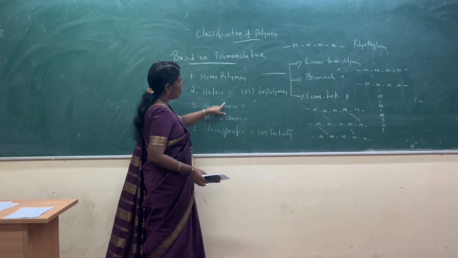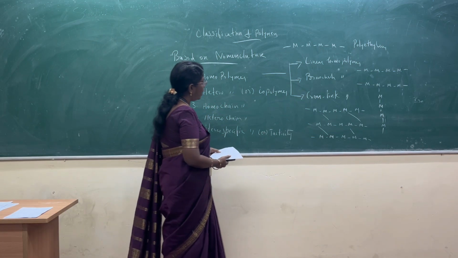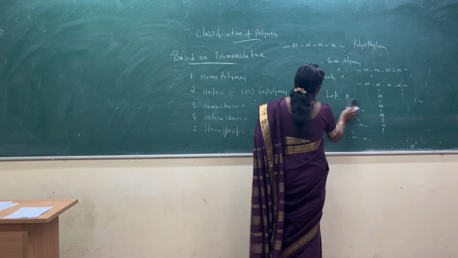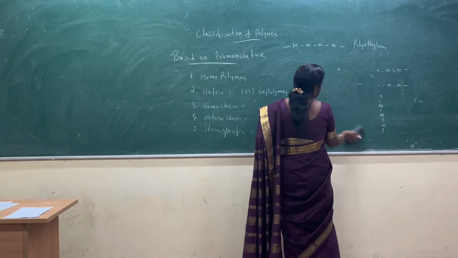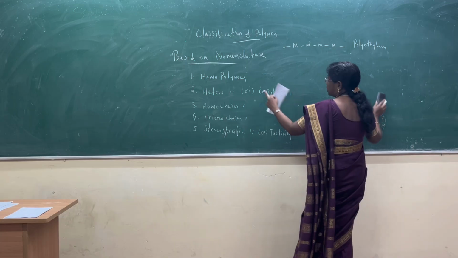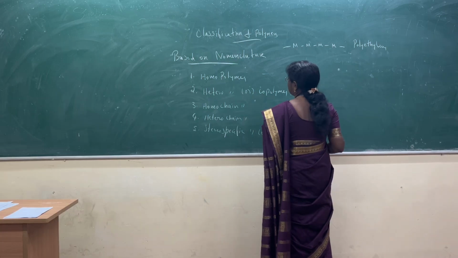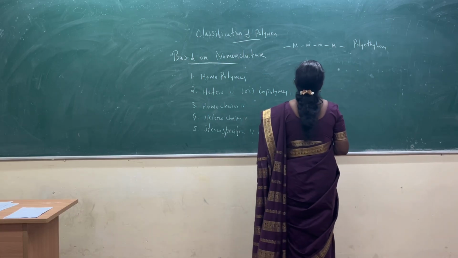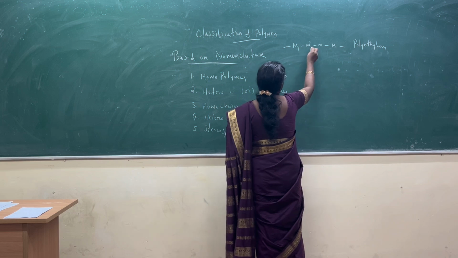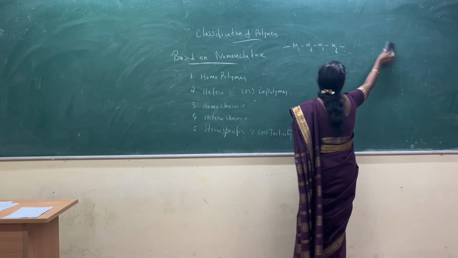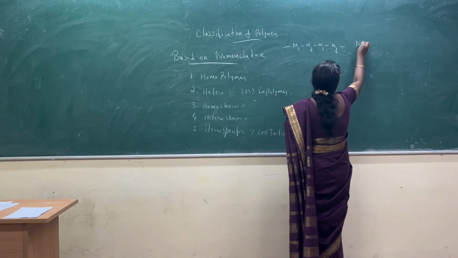Second one is a heteropolymer or copolymer. Hetero means different, so different monomers, more than one type of monomer. The same type of monomer is called a homopolymer. More than one type is called a heteropolymer. So M1, M2, M1, M2 is called a heteropolymer. Example, nylon.